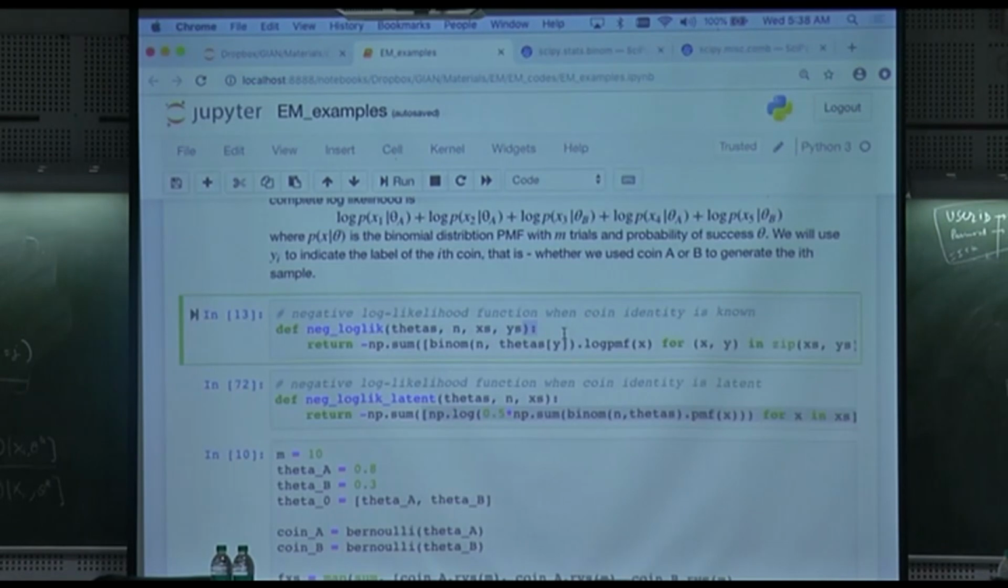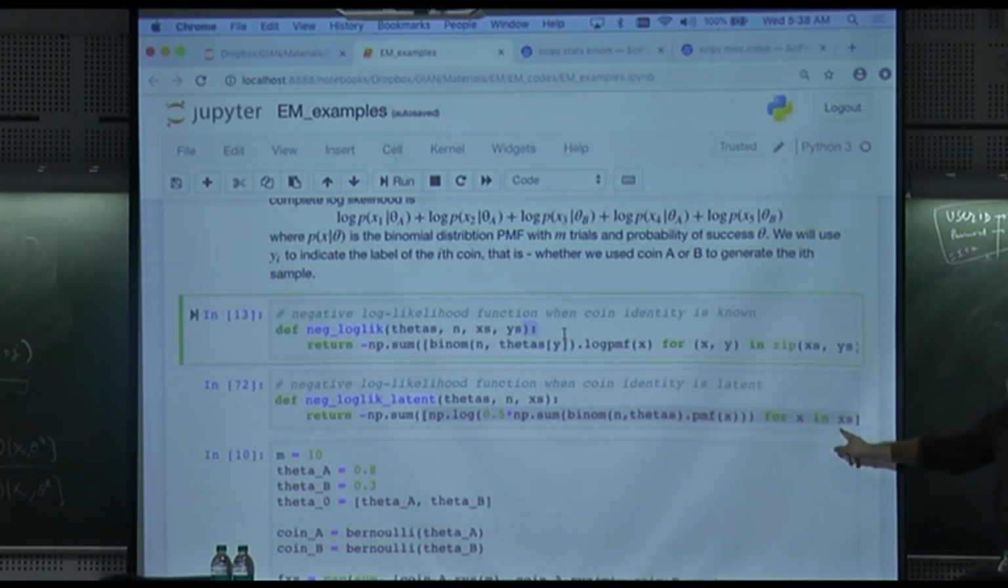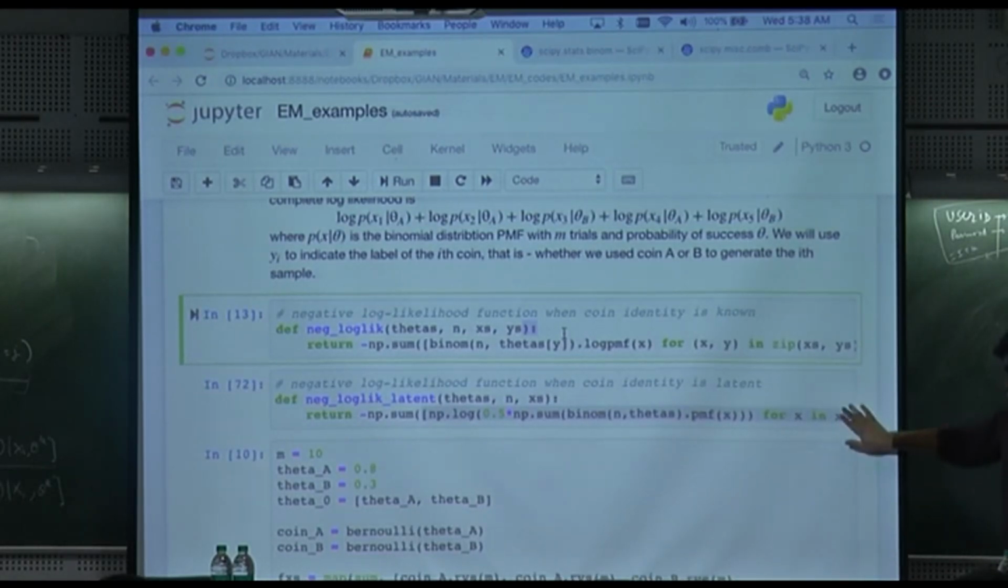This is the function when the coin identity is known. When the coin identity is known, I'm optimizing that negative likelihood. What I want you to do is transform it into another function where the coin identity is latent. It should look something like this. This is the correct solution. But I want you to work that out for yourself, and we will go over it in class tomorrow for a little bit to see where you are there.